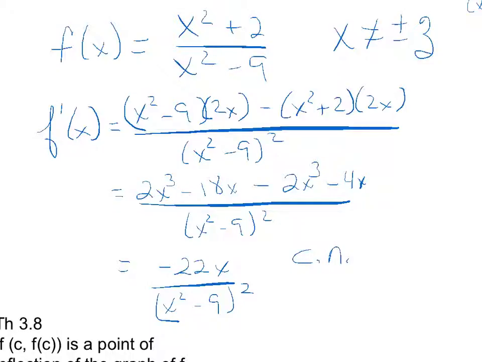Why is plus or minus 3 not a critical number? Because it's not in the domain. Oh. All right, it's not in the domain. Wait, how do we know our domain if we're not doing it? You found it. All right. So now what we want to do is find the second derivative.